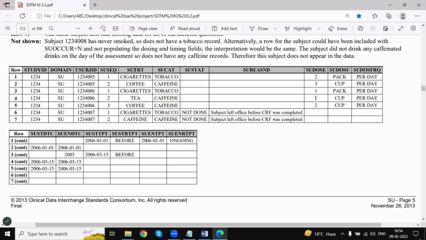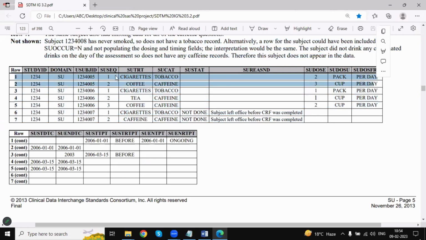See what habits you have. For example, subject 005 has two habits, cigarettes and coffee. Cigarettes come under the tobacco category, two packs per day. Coffee, three cups per day. Okay, like this. Treatment details, category details.